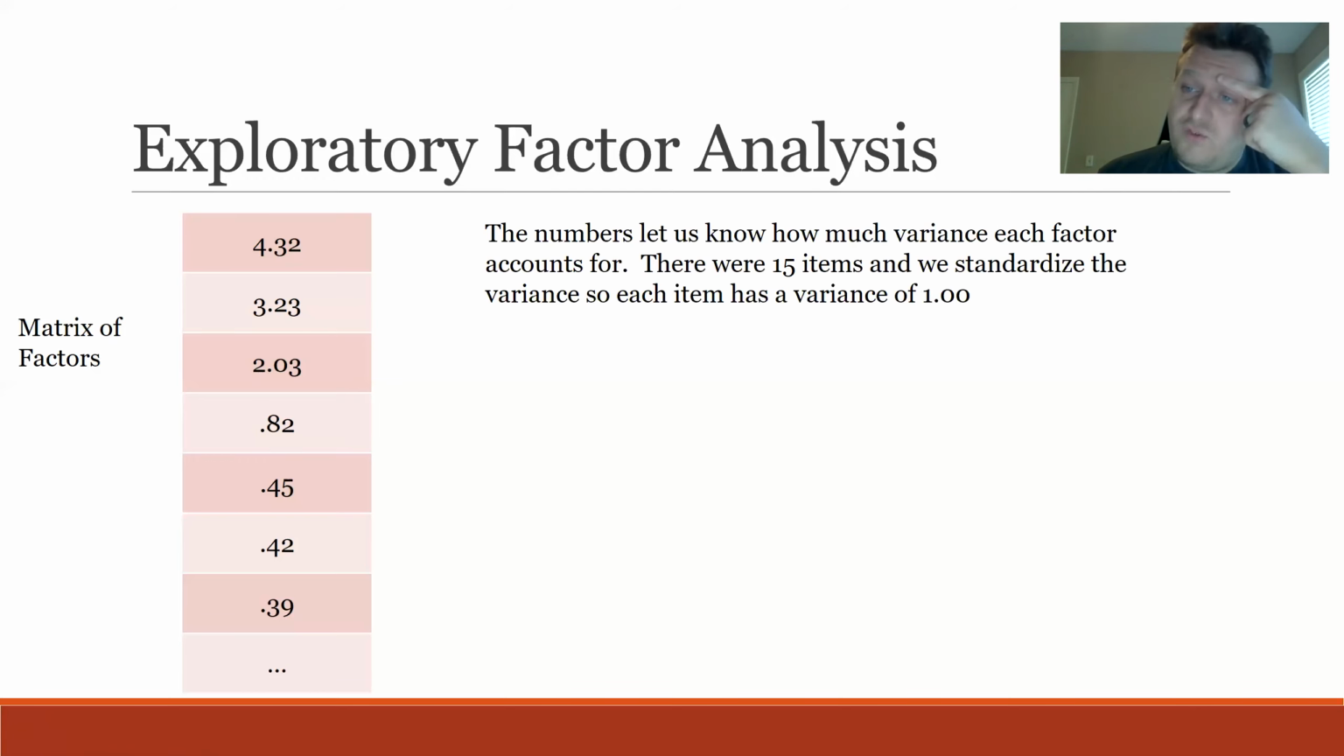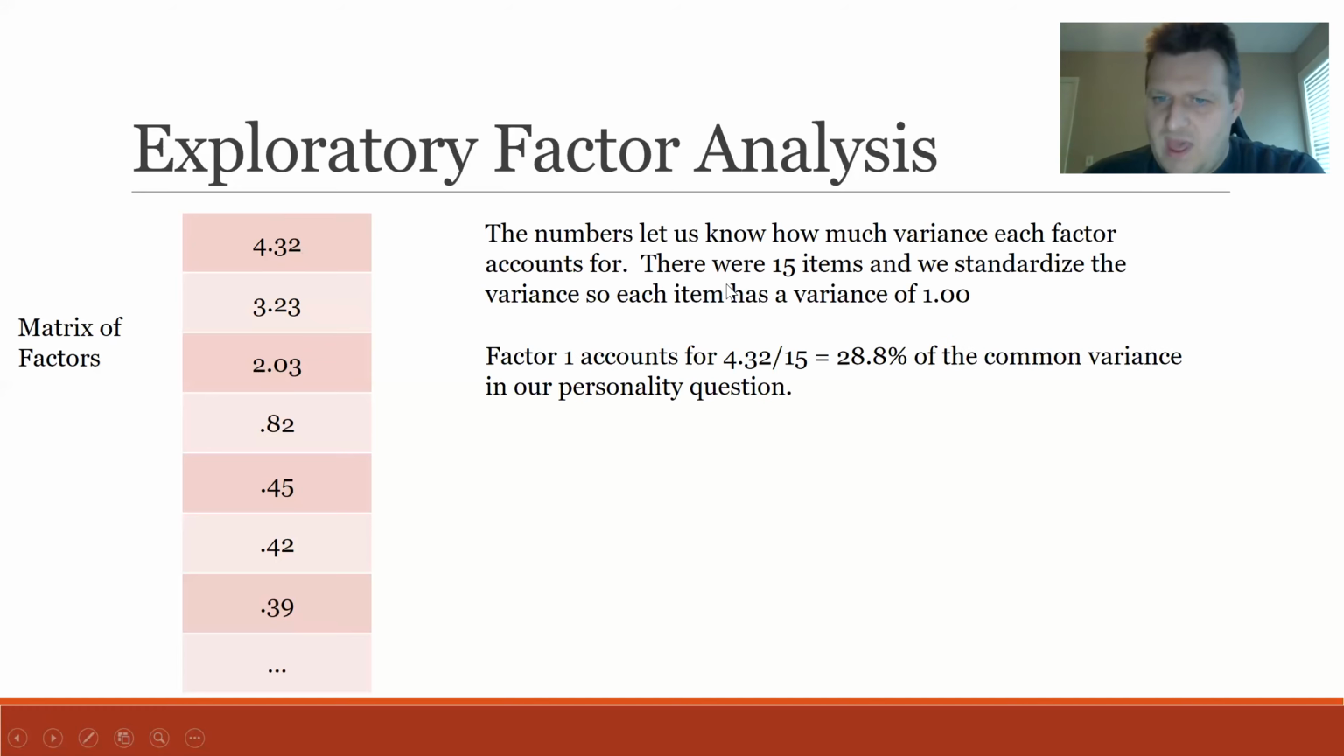Another thing that we can do here is we can estimate how important each of these factors are. So whatever factor 1 is, we could take that 4.32, and since there's 15 items, we can take that 4.32 and divide that by 15. And this is going to give us how much variation in all of the test items factor 1 accounts for. So 28.8% of the variation, the common variation in all of these test items, the reason why all of these test items are correlated together, can be explained by factor 1, whatever factor 1 is.